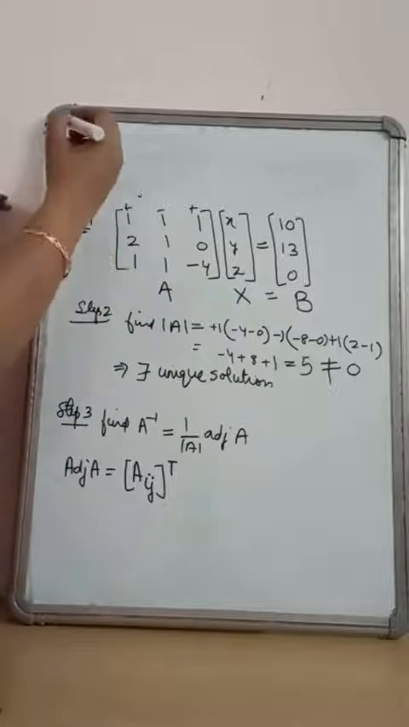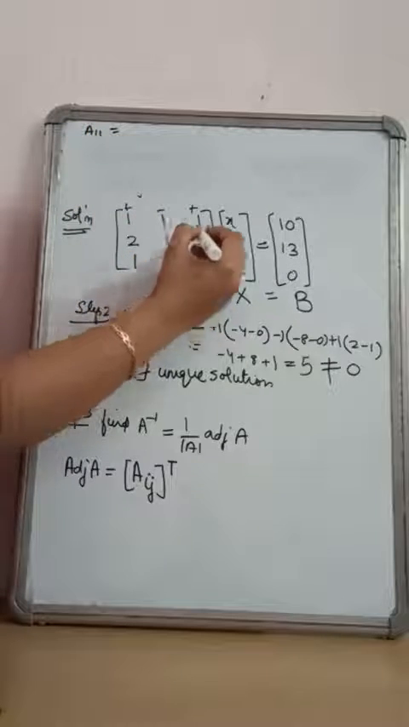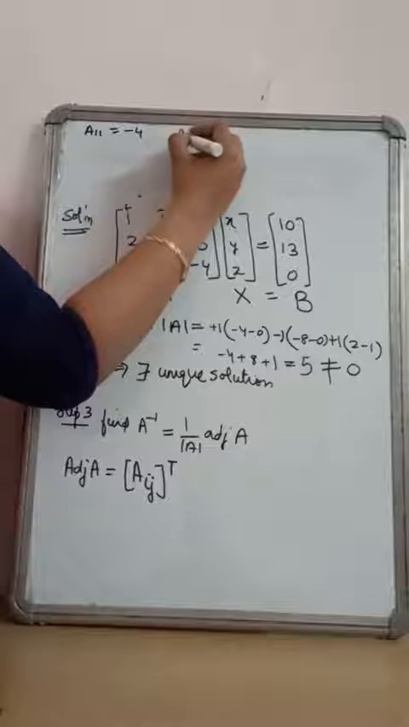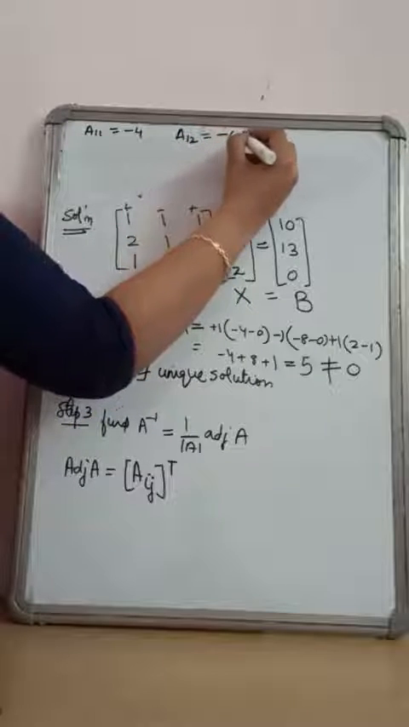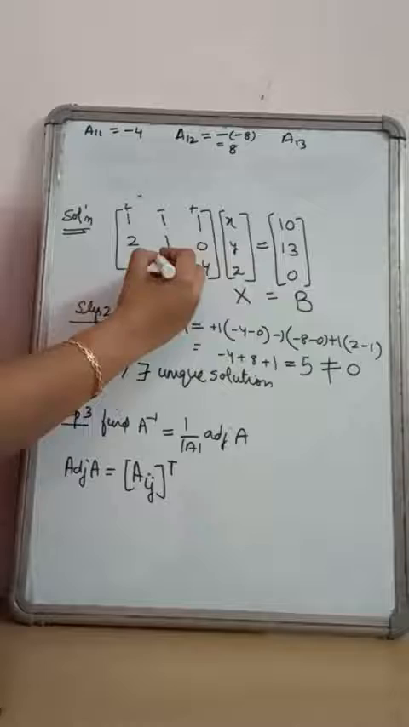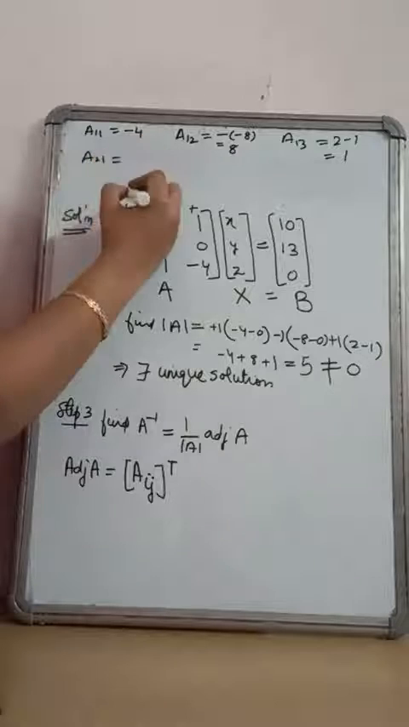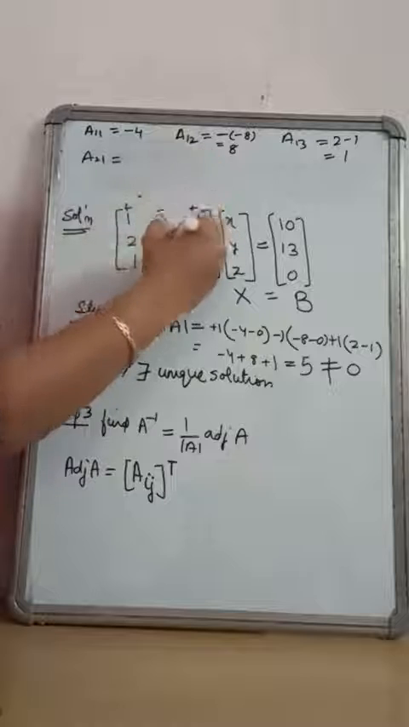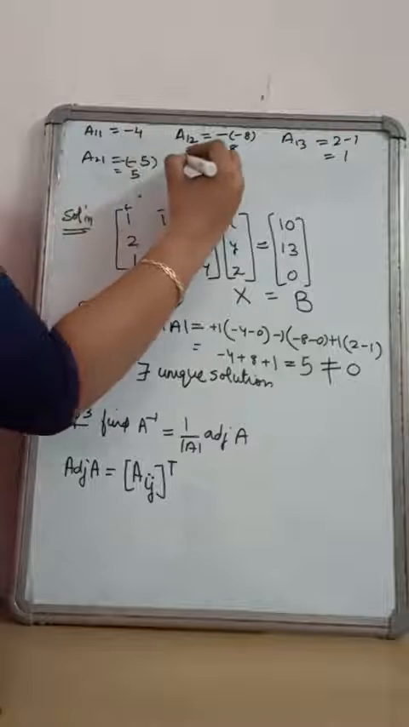To find the adjoint, you first find out A11, that is equal to, eliminate the row, minus 4, minus 0. Since it is even, it will remain A11. Now you write A12, you eliminate it, minus 8, minus 0. But it is odd, so it will become plus 8. A13, eliminating first row, third column, 2 minus 1. That will be 1. Then A21, second row, first column, it will be minus 4, minus 1. That will become minus 5. But since it is odd, you will put a minus sign, it will become plus 5.